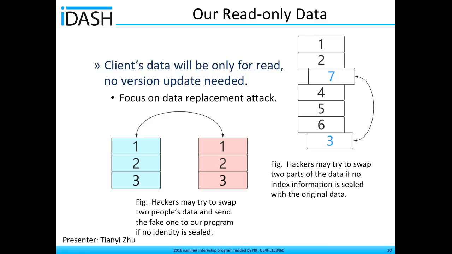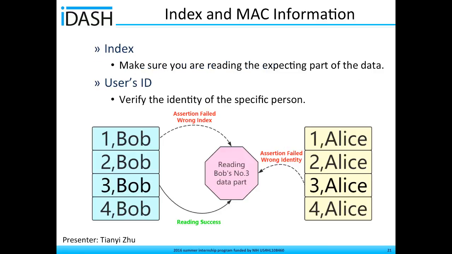So this is what we do. We add something to the data. We add an index that makes sure you are reading the expected part of the data, and we add a user's ID, which verifies the identity of the specific person. So this picture shows how our program works.